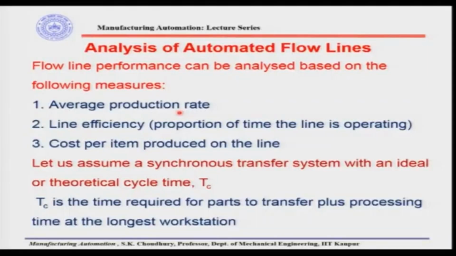Now, the automated flow lines can be analyzed based on the average production rate, as we said, based on the line efficiency and the cost per item produced on the line. These are the things that we discussed last time. So, we said that the line efficiency is important because this will show us what is the proportion of time the line is operating. Okay. The rest of the time the line is down, and why the line becomes down, that we will discuss now.